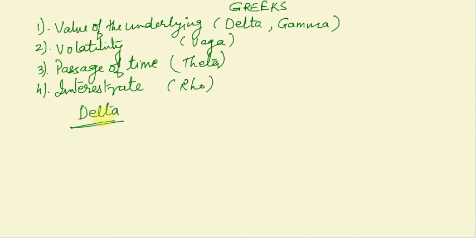Okay, so what is delta? Delta is a measure of how an option's value changes with respect to change in the price of an underlying. Delta has a range. It varies from 0 to 100 in case of calls, 0 to minus 100 in case of puts.